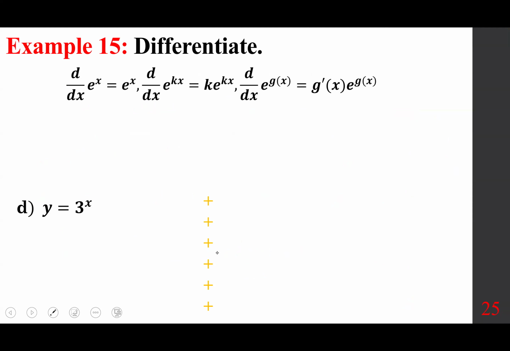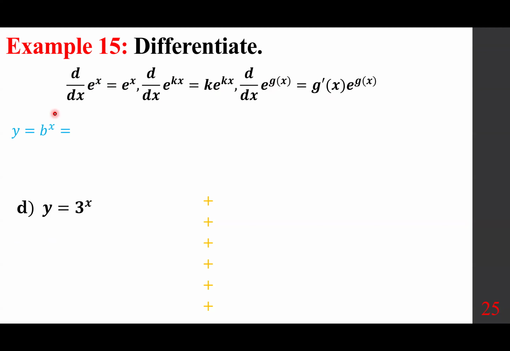We want to take the derivative of y equals 3 to the power of x, and we don't know how to do that because everything we've dealt with so far had a base e. We know the derivative of e to the power of x is itself, e to the power of kx is itself times k, e to the power of g of x is itself times g prime. So what is the derivative of something with a different base? For example, b to the power of x.